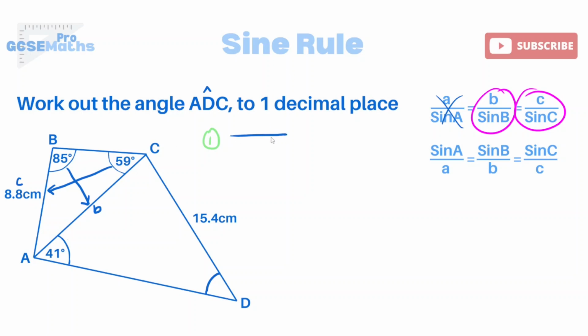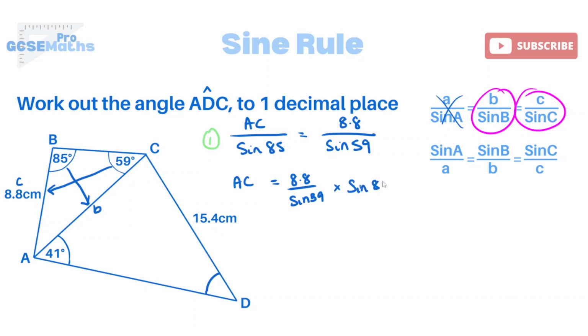Side AC. Okay, so AC over sine of the angle B, which is 85, equals 8.8 over sine of the angle C, which is 59. Again, obviously, you know you need to times it across so that you can get AC as the subject. So 8.8 over sine 59 times by sine 85. That's going to go in my calculator.